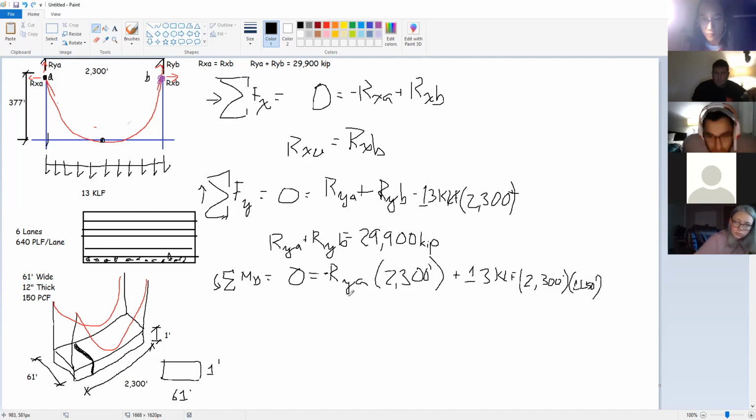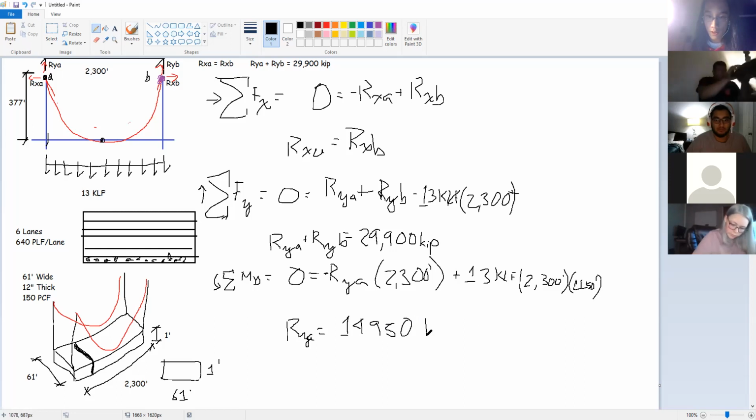Plus RYA. I'm just going to move that to the other side and do some quick math. So we have 13 times 2300 times 1150, divided by 2300, because that's what RYA is multiplied by. We have to divide by 2300 feet in order to get RYA by itself. So divide that by 2300 and we get 14,950 kip feet.